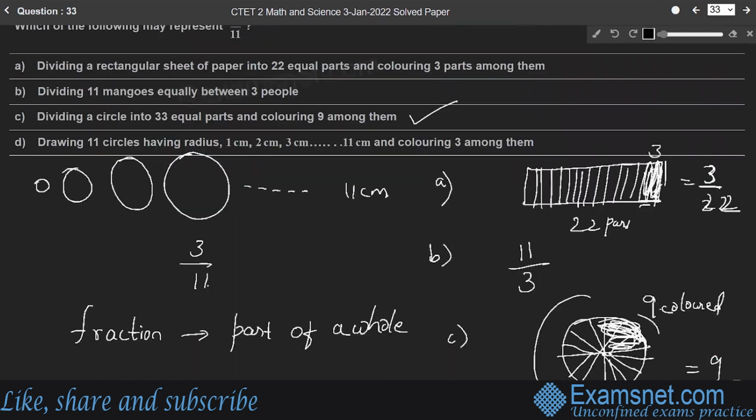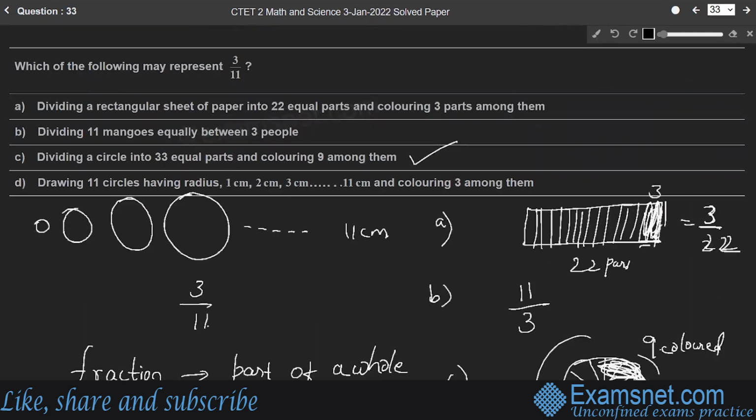And in the fourth option, there is not a whole. Each circle is having a different radius, right? You cannot equate these two circles. You cannot equate the third and fourth circle and so on. Therefore, there is no fraction. Hence, option C is the right answer.